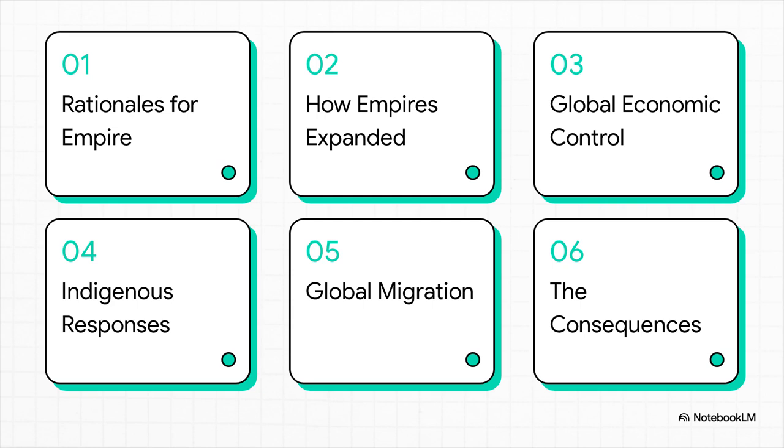All right, here's our game plan. First, we're going to look at the powerful ideas, the rationales, that empires used to justify what they were doing. Then, we'll see how those ideas were put into practice through massive expansion. After that, we'll break down the global economic machine they built. And, this is so important, we'll explore how people fought back and how huge populations were forced to move across the globe. By the end of this, you won't just know the facts, you'll be able to analyze the complex cause and effect chain that built our modern world.